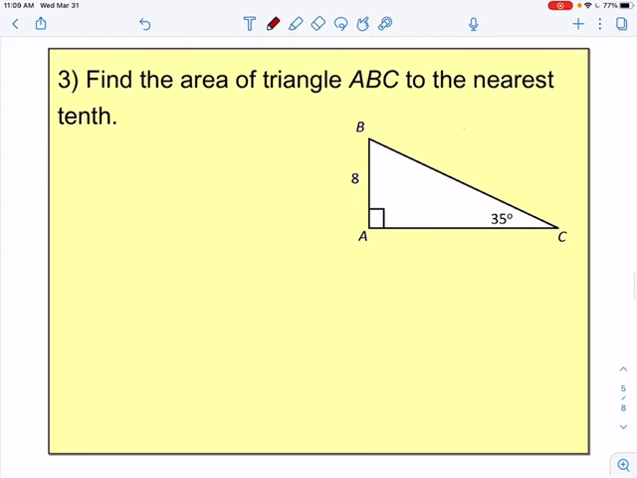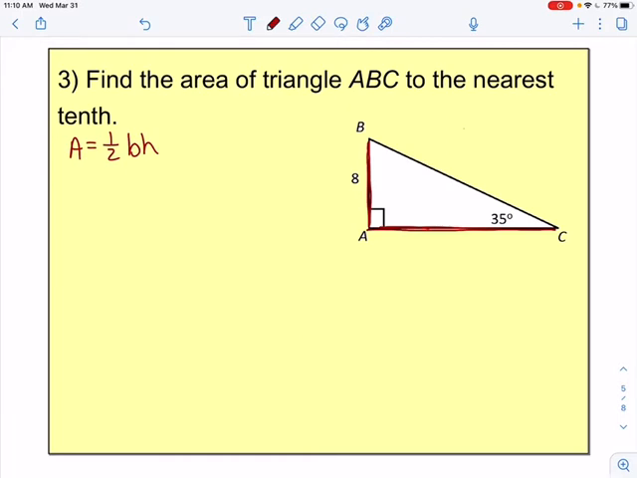So again, we want to find the area of the triangle ABC and round to the nearest tenth. Right off the bat, this seems extremely straightforward. Area is 1/2 the base times the height. My height here is AB, which is 8, but then I don't have AC. I also don't have BC, so I'm not just missing one side of this right triangle, I am missing 2 sides, which means that I cannot use the Pythagorean theorem here.